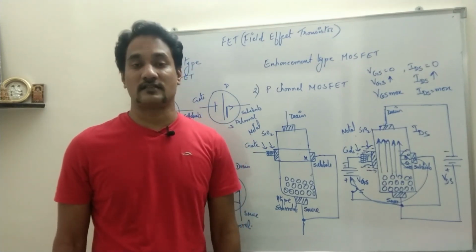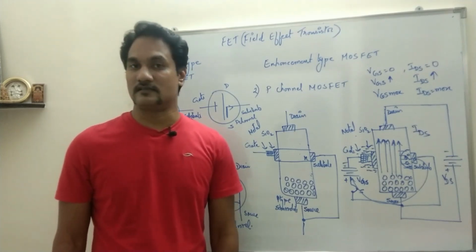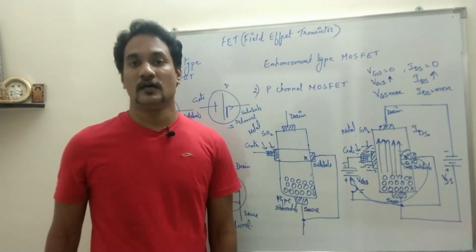Next we will try to understand unit number 4, which is unijunction transistors. What exactly that means, of course, when we start the unit we will try to understand that.